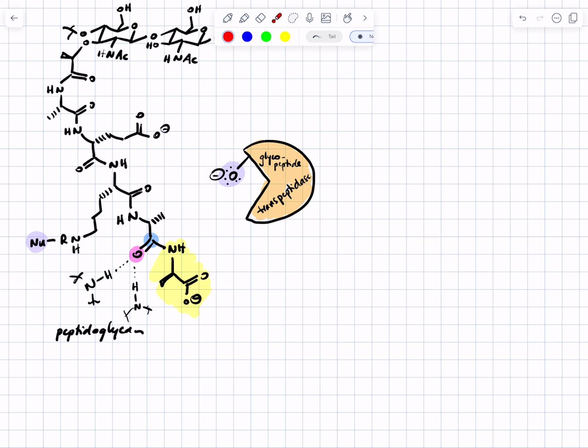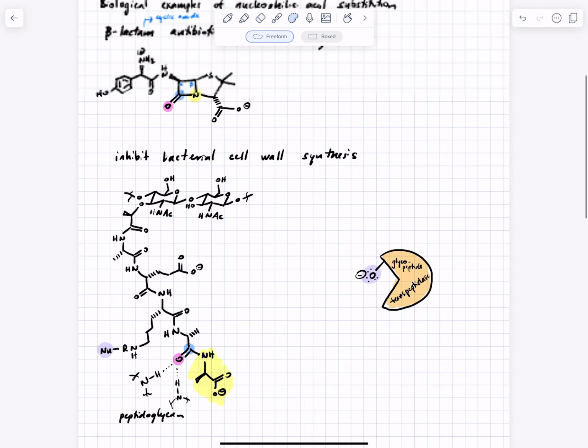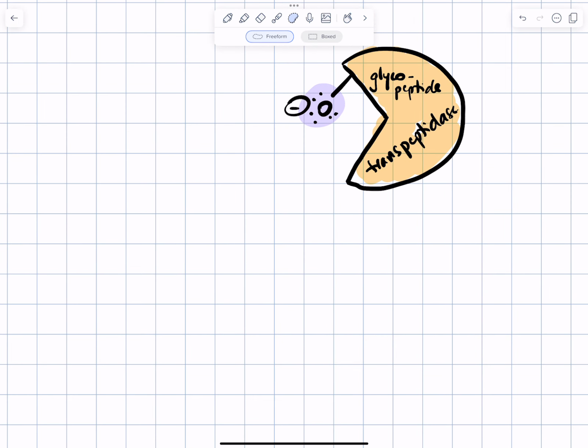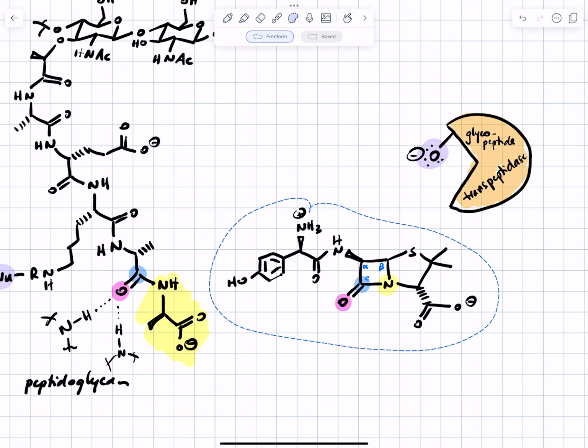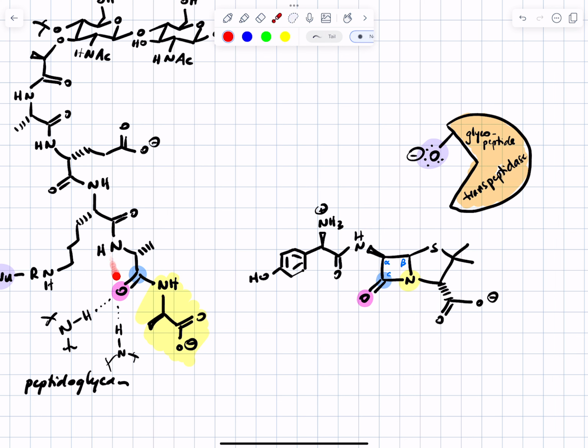In the end, though, the enzyme is going to catalyze a cross-link between bacterial cell wall subunits. Now, enter the beta-lactam antibiotic. The role of the beta-lactam antibiotic is to fit in the enzyme active site in the place of this segment of bacterial peptidoglycan.